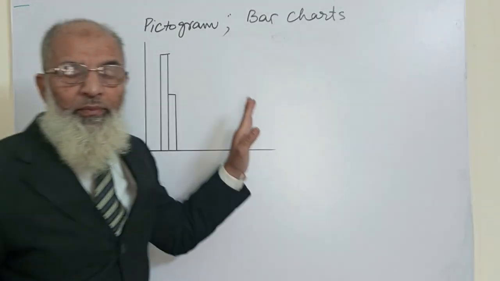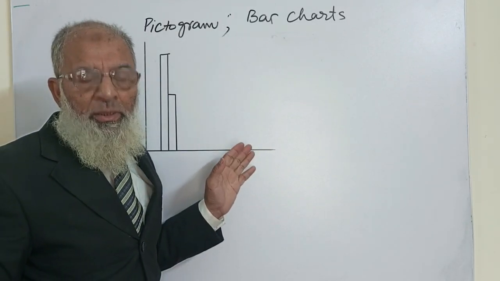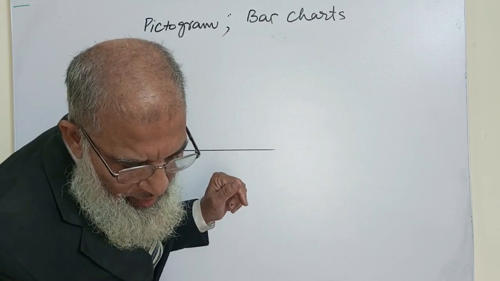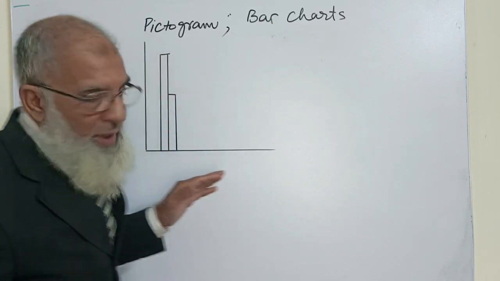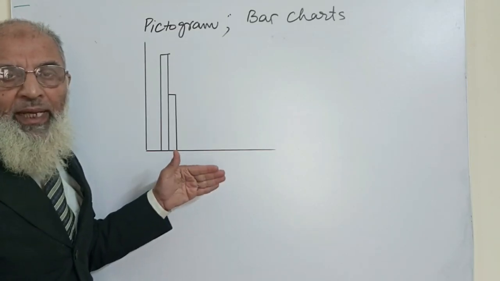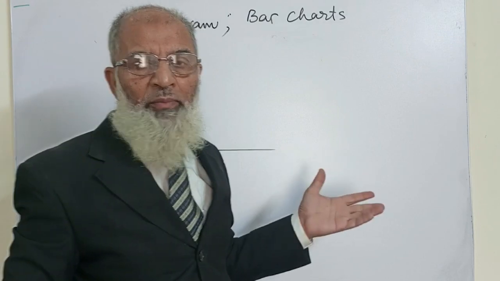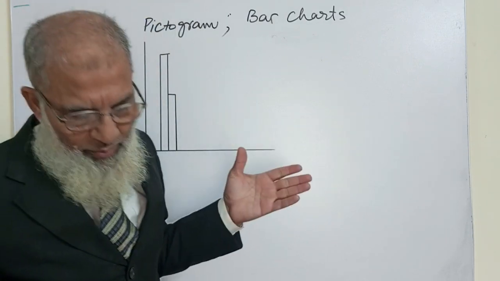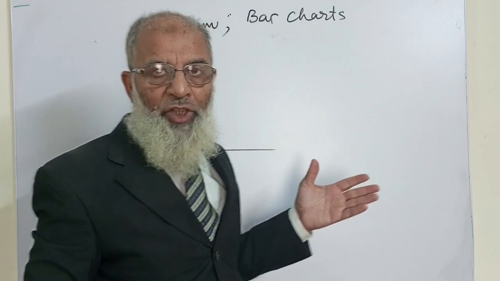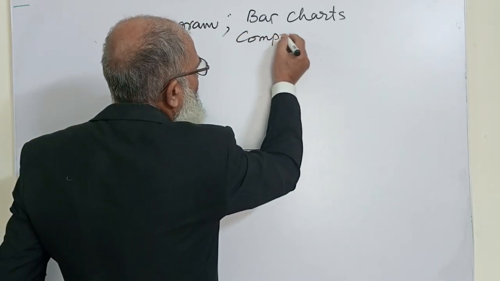आप दो सेट ऑफ डाटा को भी एक ही बार डायग्राम के अंदर शो कर सकते हैं, और ऐसे जो हमारी बार डायग्राम बनेगी उसको हम कहेंगे कंपाउंड बार चार्ट. कंपाउंड बार चार्ट. This is compound bar chart.